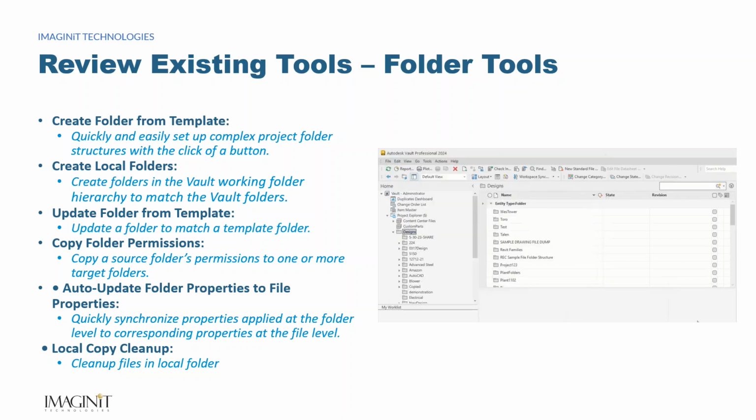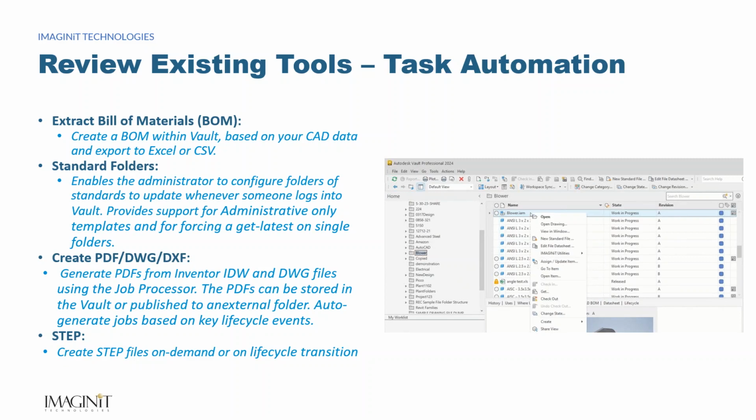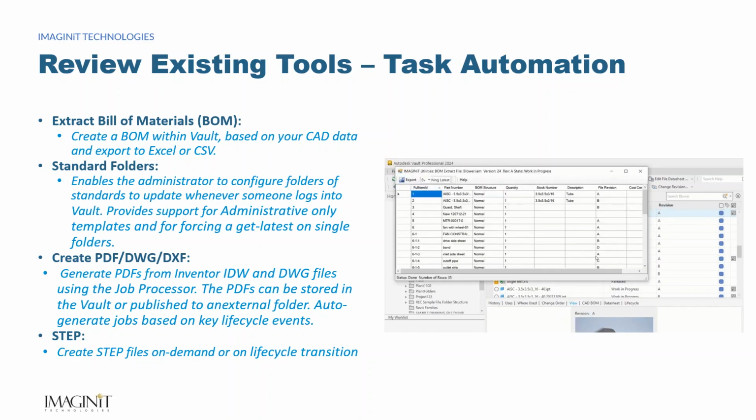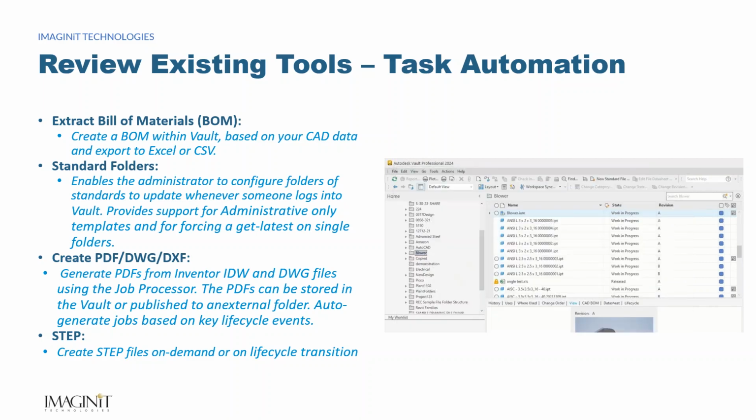Then we have a couple of others. We've got task automation. So again, these are things I would typically think of that I could do within Vault, except it's speeding some things up for me. The first one, and the one that I'm showing in my animation there, is the idea of extracting a bill of materials. Of course, I could do this from Inventor, where I go to Inventor, I go to the assembly, and I extract the bill of materials from there. We've moved that same type of functionality over here into Vault.